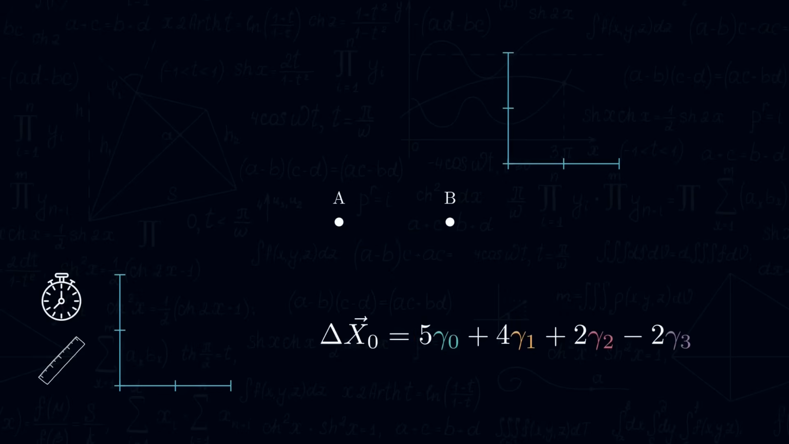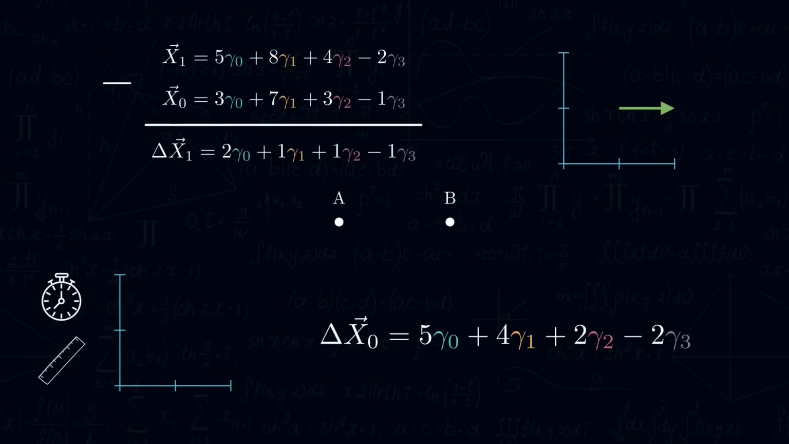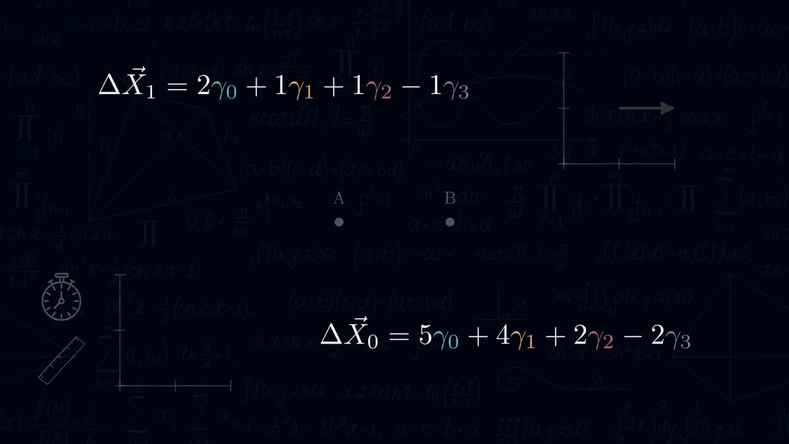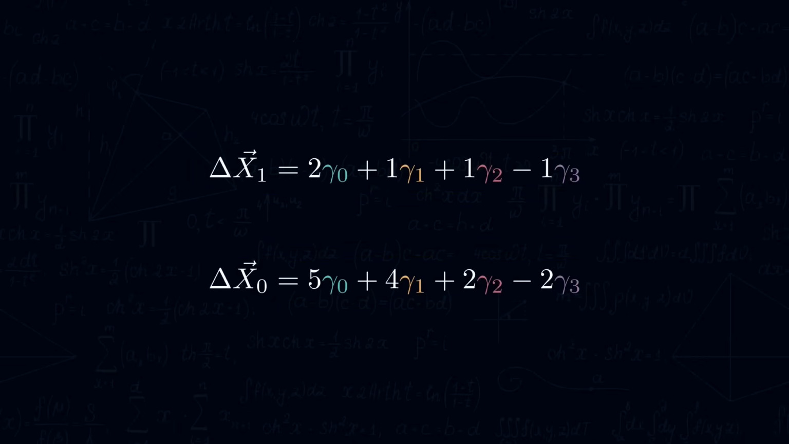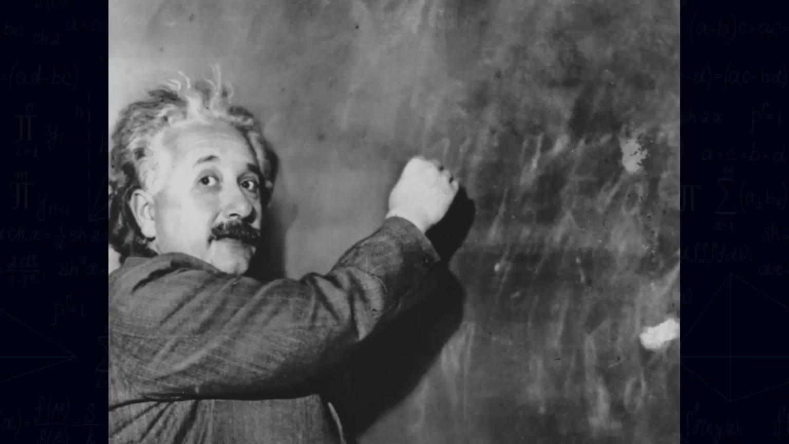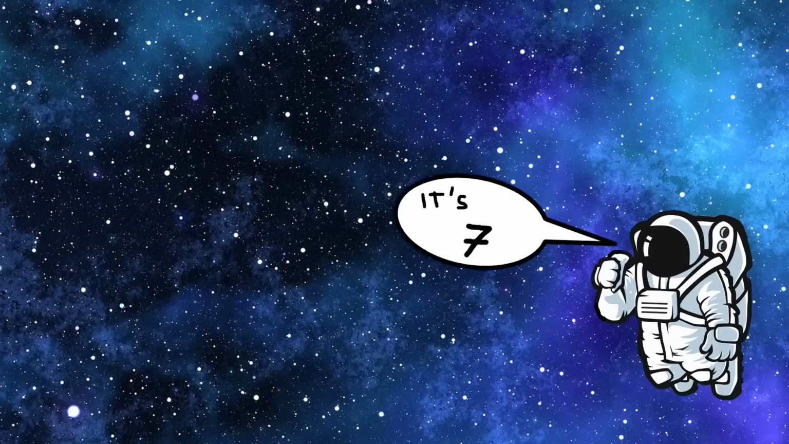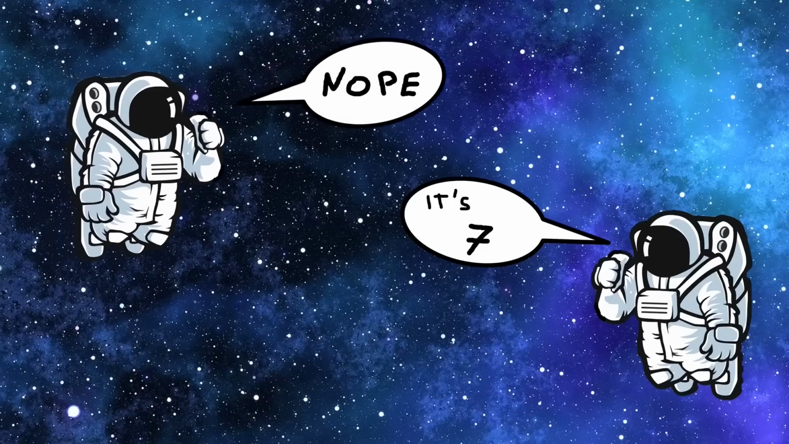Now, picture a second team moving at constant velocity relative to you. They also record when the body's at A and B, and again measure position and time. But here's the catch. Their measurements differ from yours. This part is what feels counterintuitive about relativity. Einstein showed us that space and time measurements are not universal. Two observers can, and often will, measure different distances and different durations for the same event.